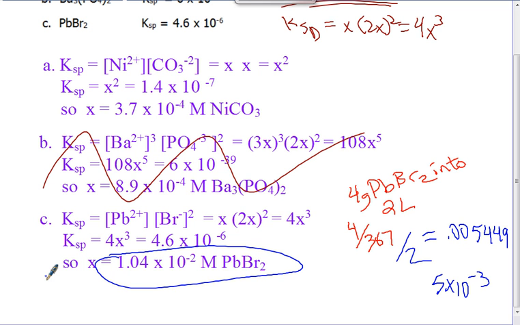Is this value greater than how much they tried to get into there? Yeah. This value, 1 times 10 to the minus 2, is the maximum amount they could get in. This is less than that quantity, isn't it? Did they get it all to dissolve? Yes, they got it all to dissolve. So 4 grams, this is a little bit frightening, 4 grams of lead bromide will in fact dissolve into 2 liters of water. That's disturbing.